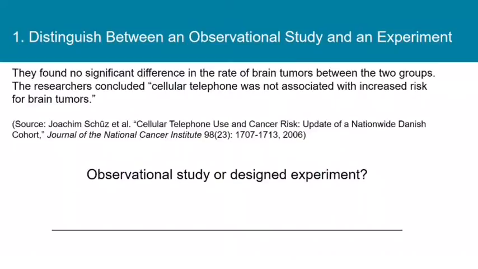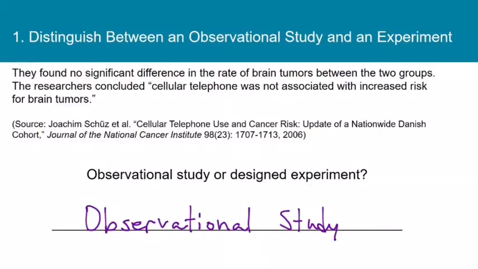Well, that's good news. But now we have to ask ourselves, was this a designed experiment or was this an observational study? Well, the answer is based on whether the researchers applied any treatment to the subjects. Did they intentionally place people in one group or the other? Did they intentionally apply a treatment? Did they say to anybody, you must use a cell phone, or you may not use a cell phone, or you can only use a cell phone for a certain amount of time each day? And the answer is no, none of those things happened. So the people in this study were only observed. There was no treatment applied intentionally to them. And so this is an observational study.